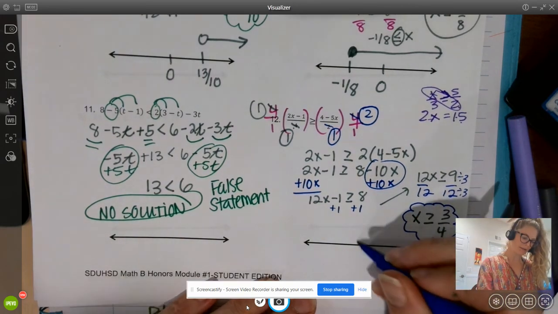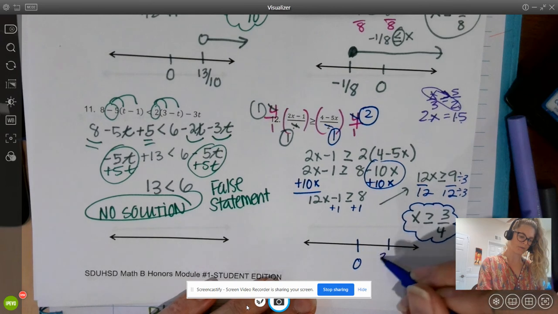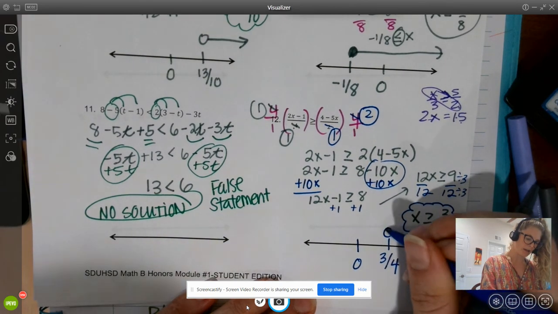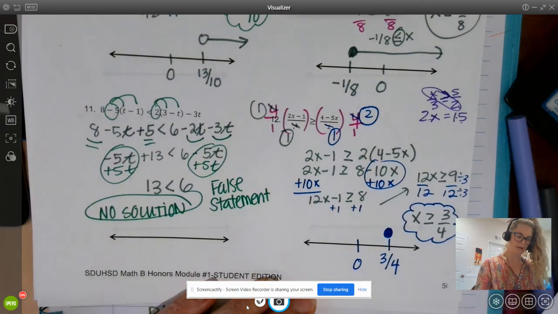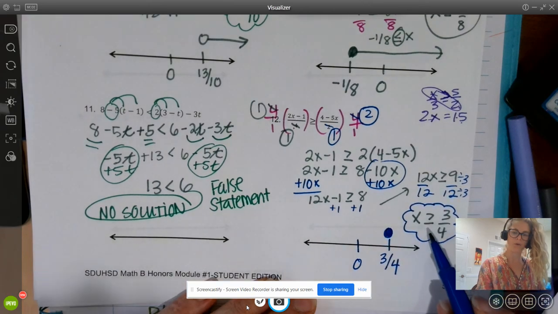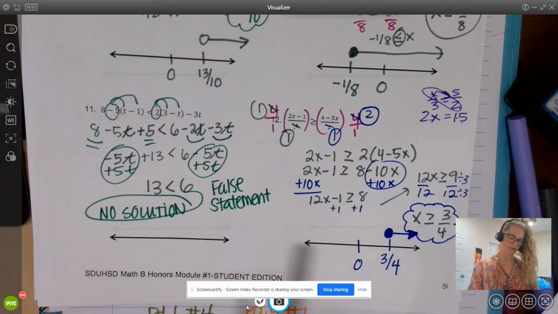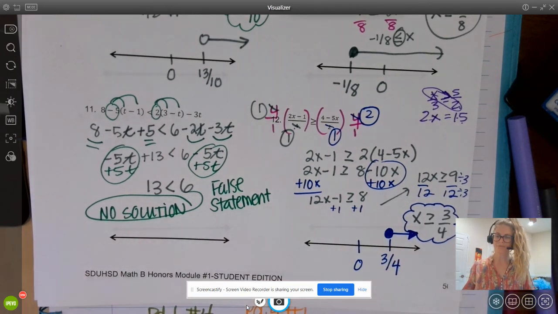And just to graph, 0, and then my boundary number 3/4 is to the right of 0 because it is positive. We have a closed circle because it is greater than or equal to, and greater numbers are to the right. So I'm going to graph to the right.